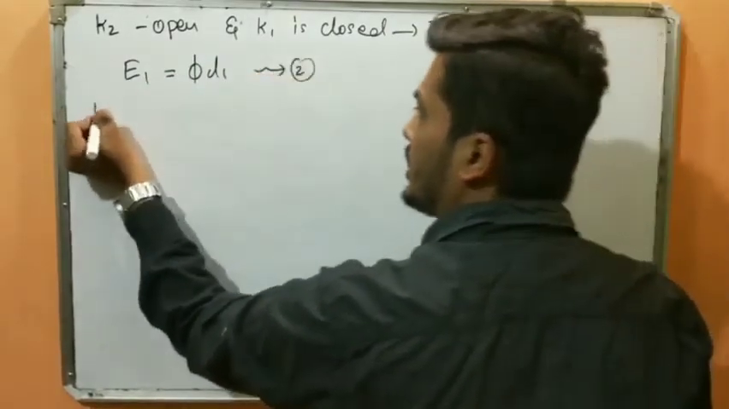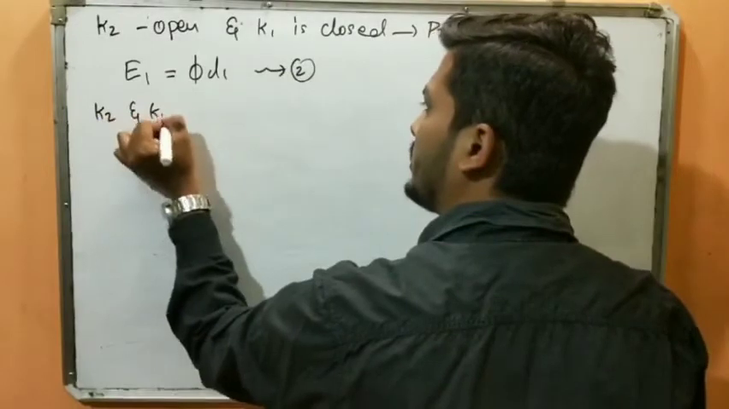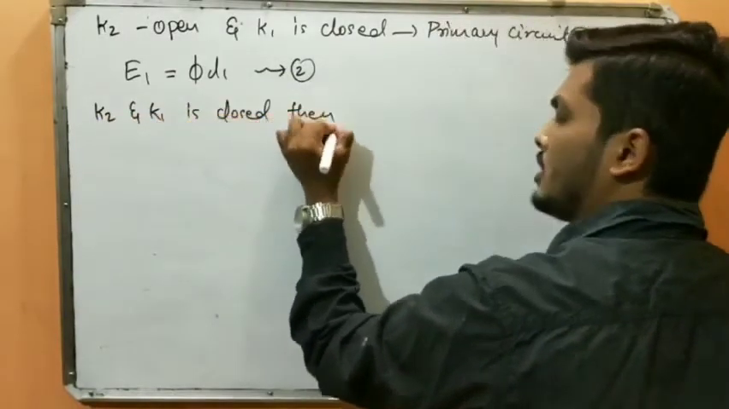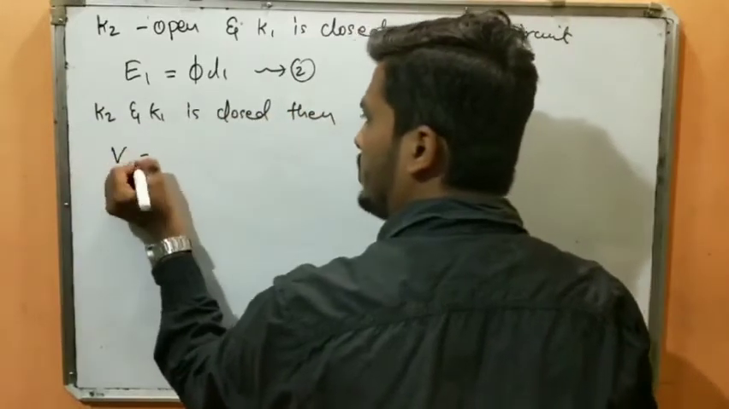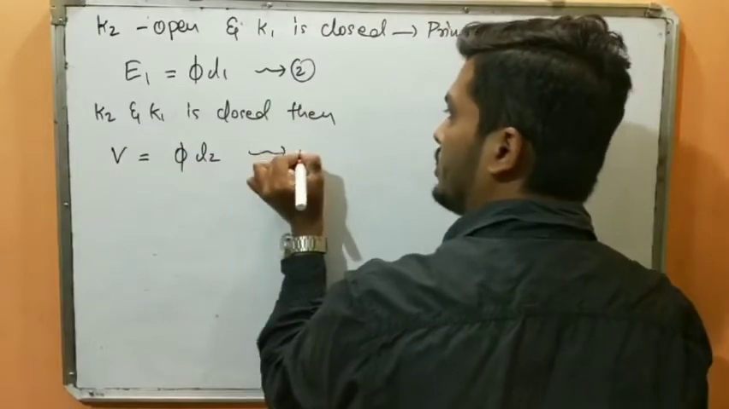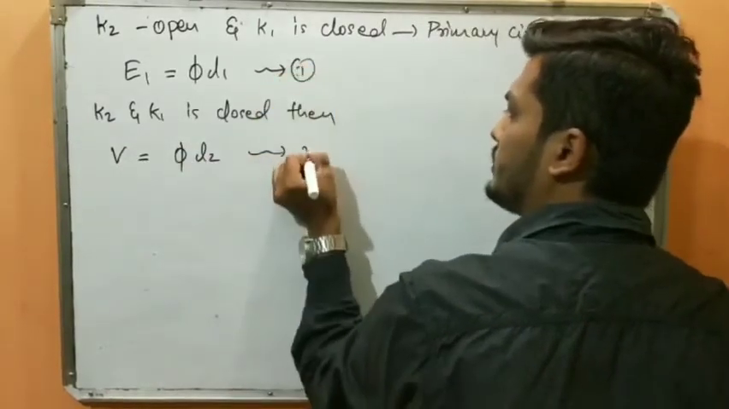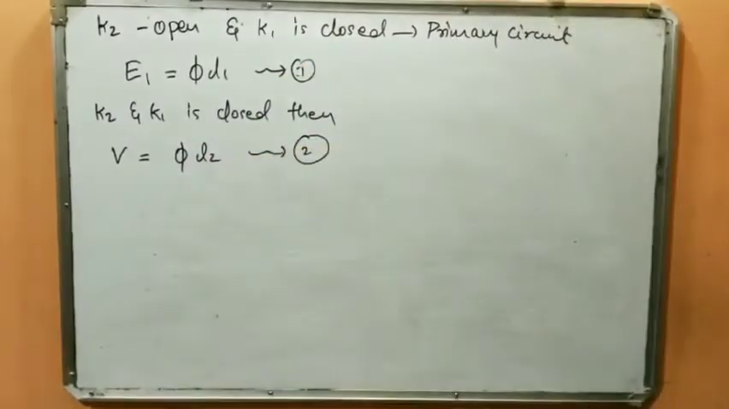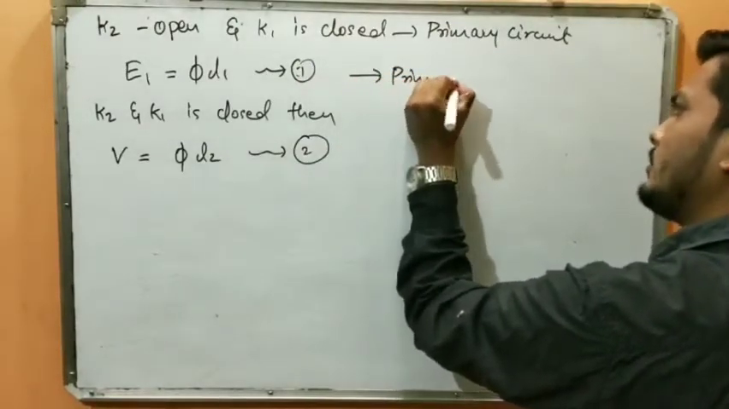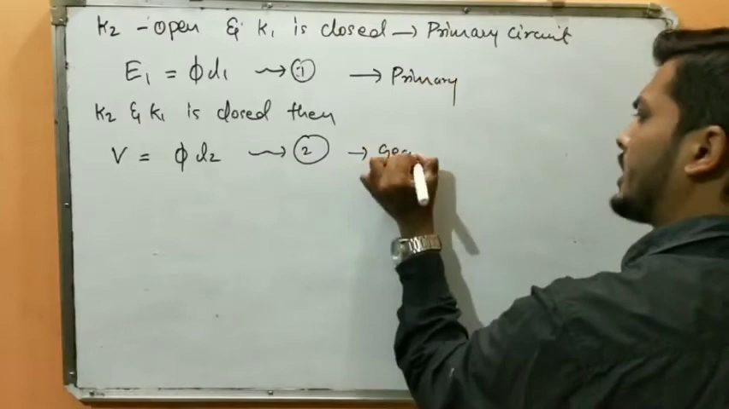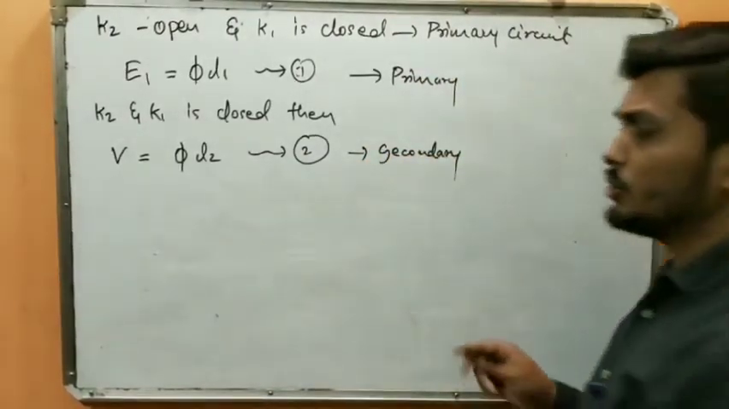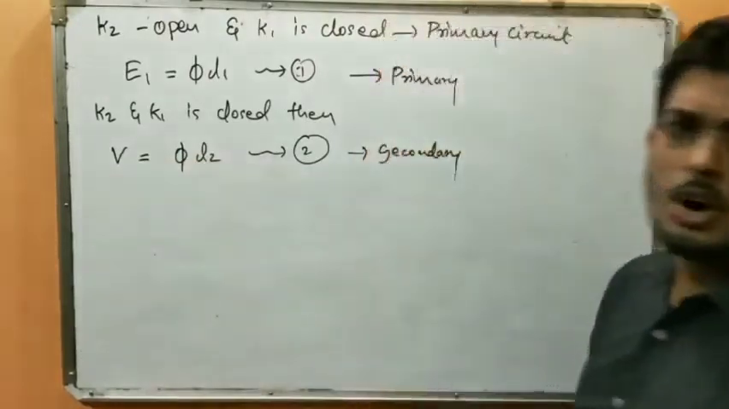Similarly, when K2 and K1 are closed, then the potential across the cell will be what? Phi L2. This is equation 1 and this is equation 2. Are you understanding? So this is for my primary circuit and this is for the secondary circuit. This is the net potential across the whole circuit.